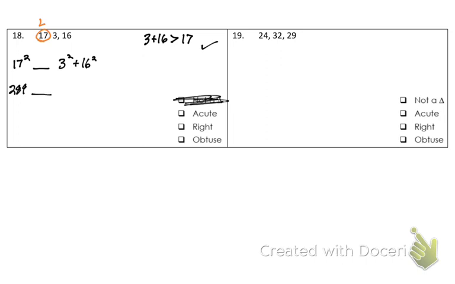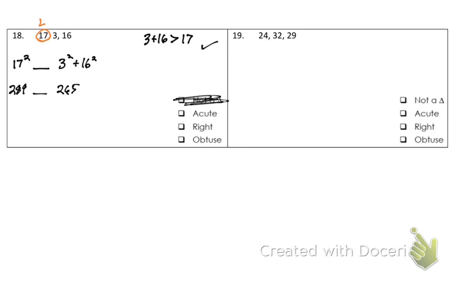Oh, are you working on something else? No, I don't have it. Oh, gotcha. All right, what's 3 squared plus 16 squared? Do all the work for me? 265. 265. So now, the only thing we have to decide is what symbol do we put in here?